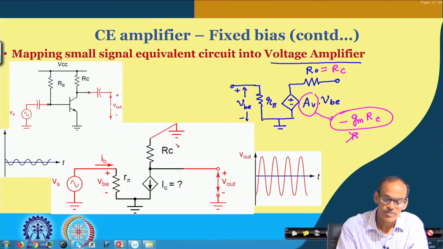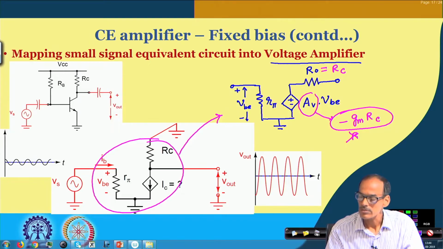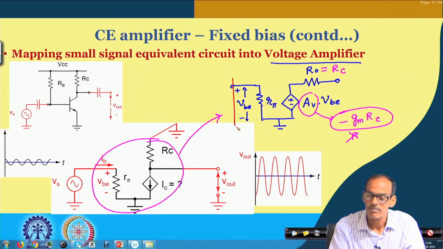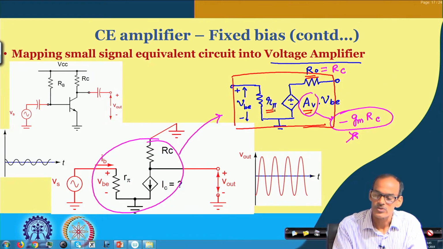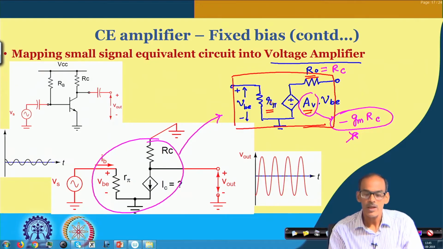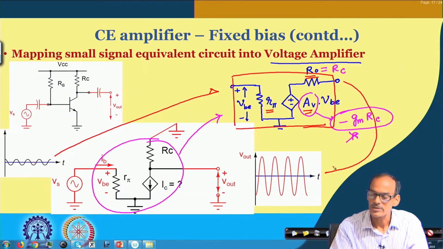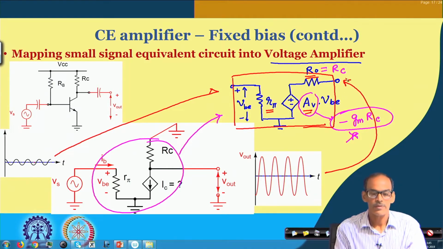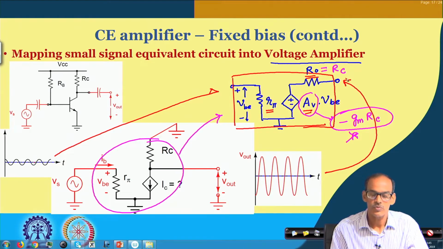So, the small signal equivalent circuit we have discussed here, we can map into the voltage amplifier model, having these three important parameters: AV, output resistance, and input resistance. The input resistance is R pi, and at the input, of course, we are giving the signal, and at the output we are getting this signal. All right, so that is how we are mapping the circuit into a voltage amplifier.